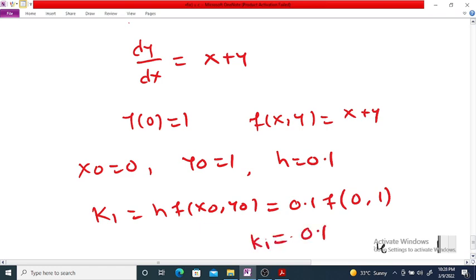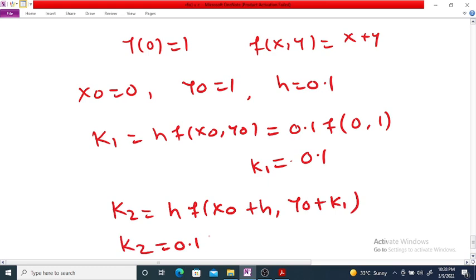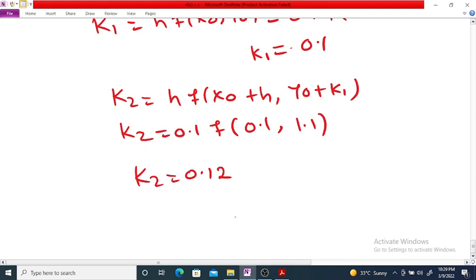So k1 is 0.1. k2 is equal to h f of x0 plus h, y0 plus k1. So k2 is equal to 0.1, f of x0 plus h, where x0 is 0, so 0 plus h is 0.1, and y0 plus k1 is 1.1. And f of x, y is nothing but 1.2, so k2 is equal to 0.1 into 1.2, which is 0.12.